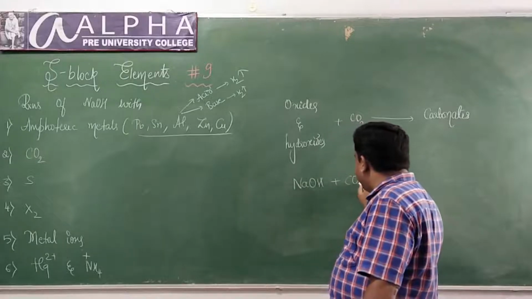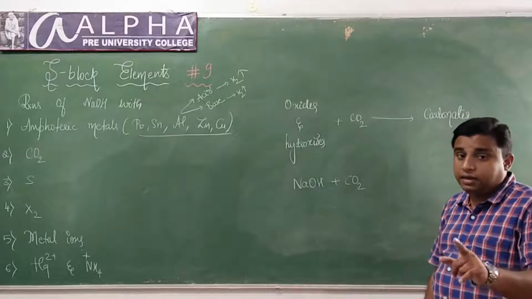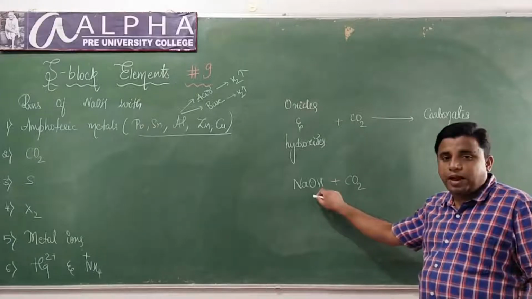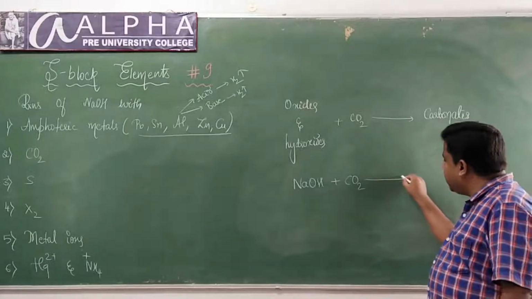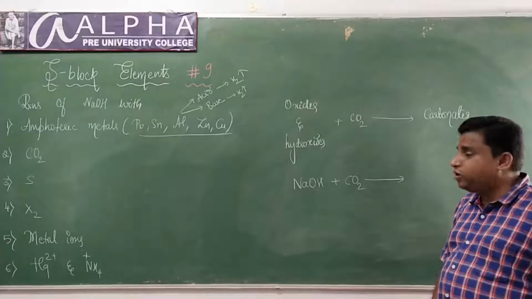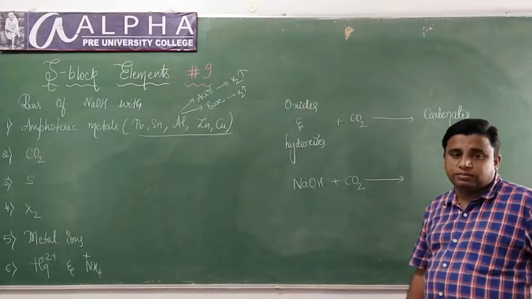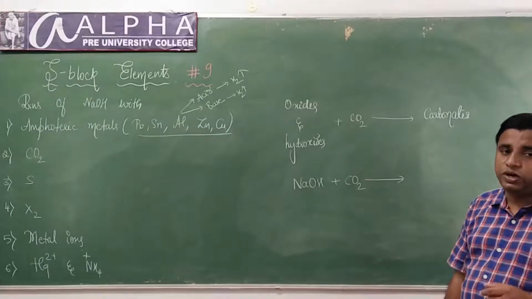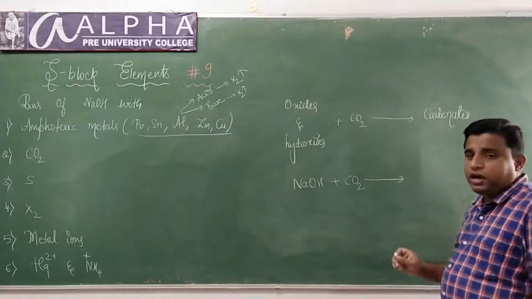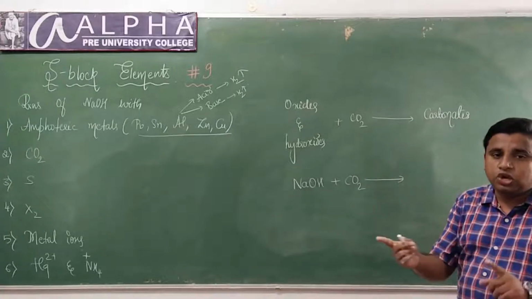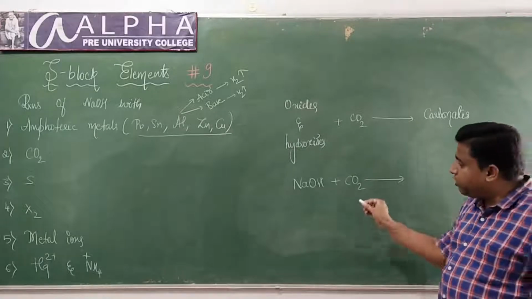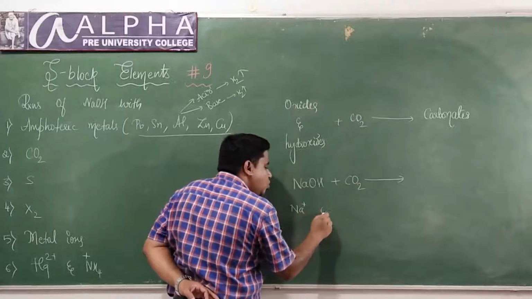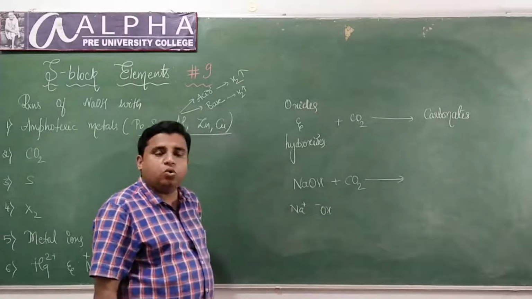Now the same thing: when sodium hydroxide reacts with carbon dioxide, again I'm repeatedly telling you, never worry about balancing the reaction. It's going to form sodium carbonate. How do I write the formula of sodium carbonate? I told you, please remember the previous video. Whenever you are writing the product, you have to interchange the ions. Which are the ions here? The ions in sodium hydroxide are Na+ and OH-.